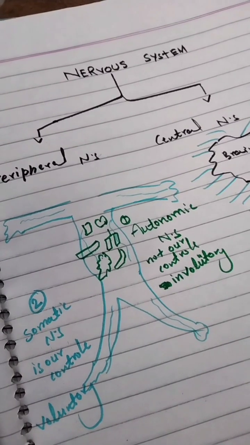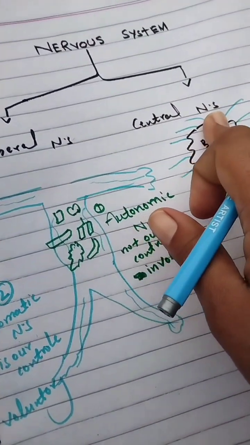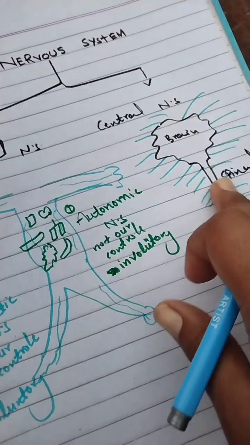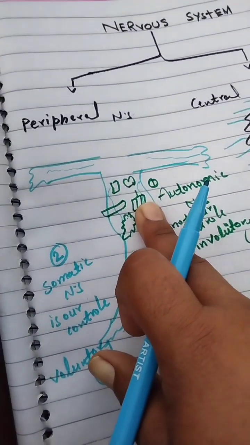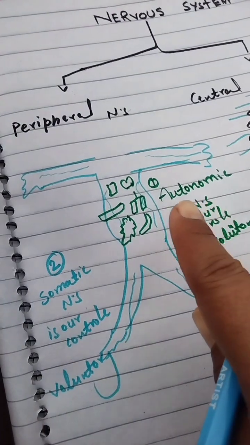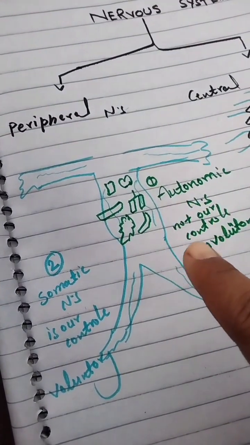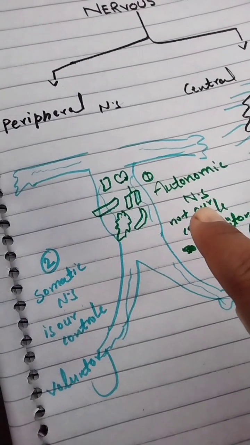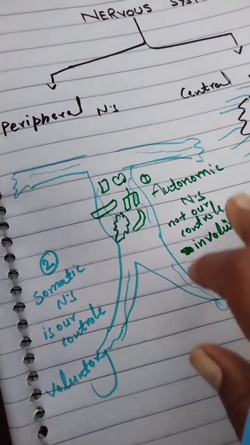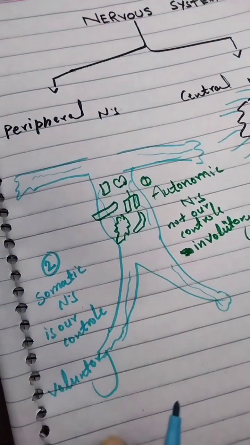So we discussed the types of nervous system: two types, the central nervous system and the peripheral nervous system. The central nervous system consists of the brain and spinal cord. The nerves that originate from the brain and spinal cord make the peripheral nervous system. The peripheral nervous system again has two types: the autonomic nervous system and the somatic nervous system. The autonomic nervous system controls our visceral organ function, which is not in our control and is involuntary. The somatic nervous system is in our control and is voluntary.